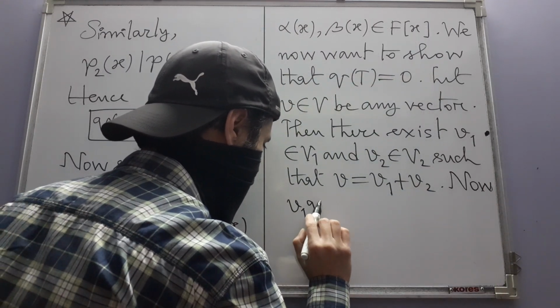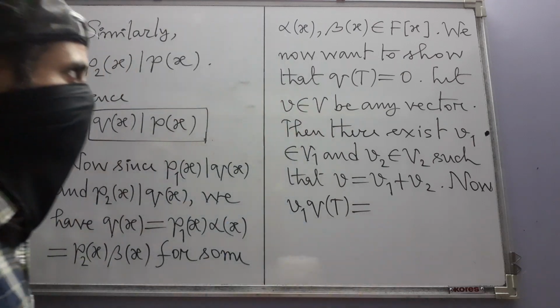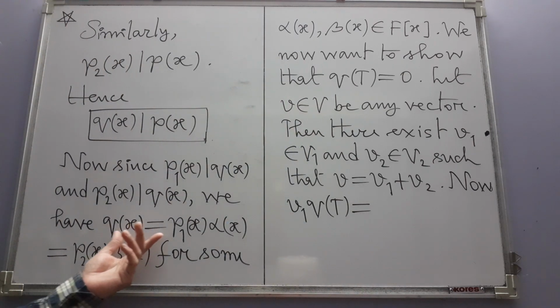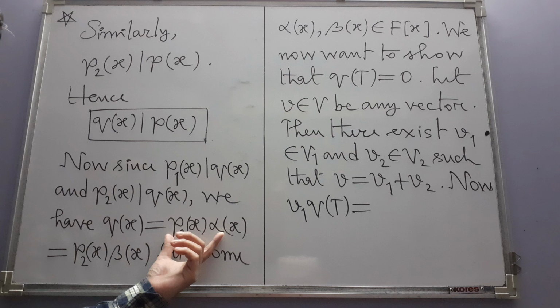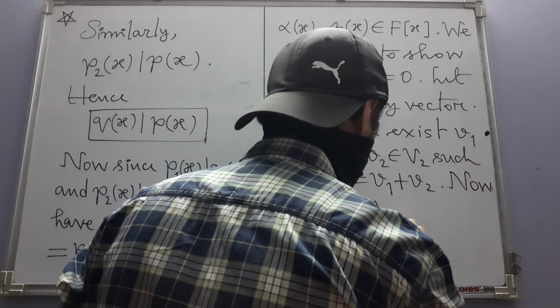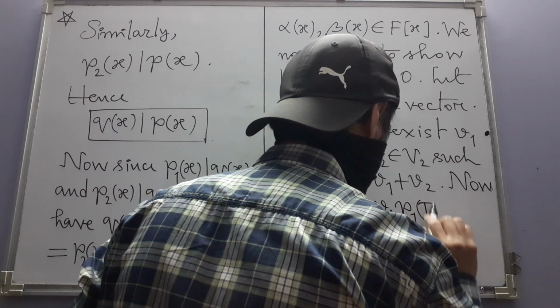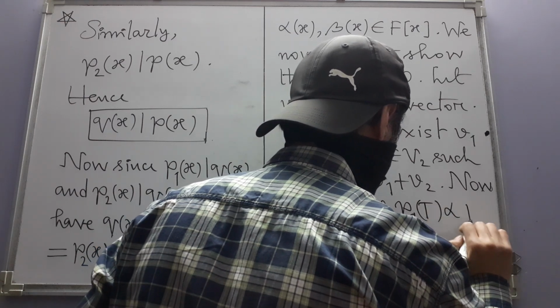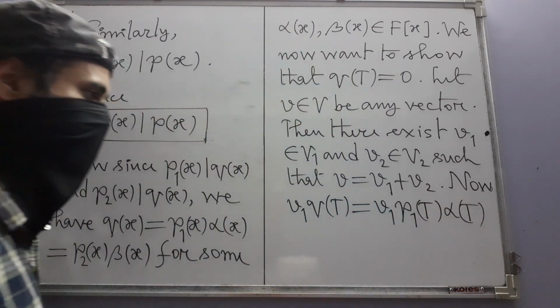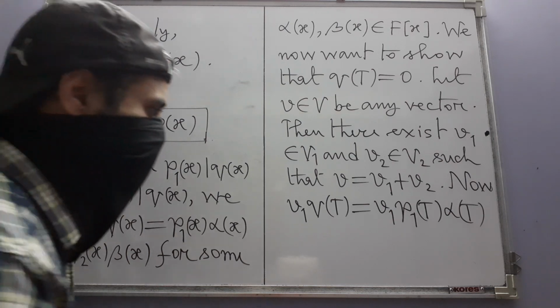V1, Q of t. There are two things we can write in place of Q of t. Let us use this one, P1 of t times alpha of t. We don't really know what the operator alpha of t is, and we don't need to know.